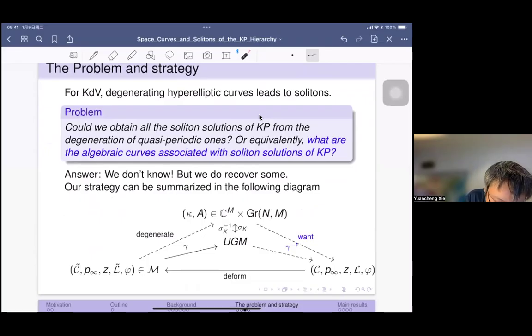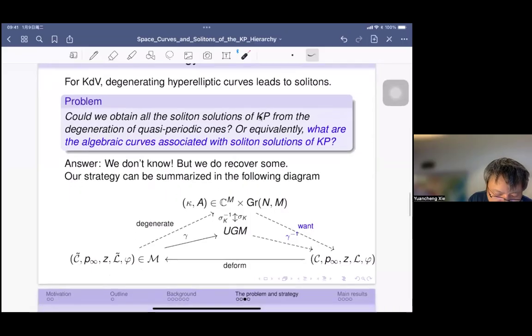So actually we have a classification of soliton solutions of KP. And we're wondering whether all these soliton solutions actually correspond to some algebraic curves, whether all of them come from some, maybe singular, algebraic curves. But what are these algebraic curves? Okay, so this is the question: what are the algebraic curves that are associated with the soliton solutions of the KP?